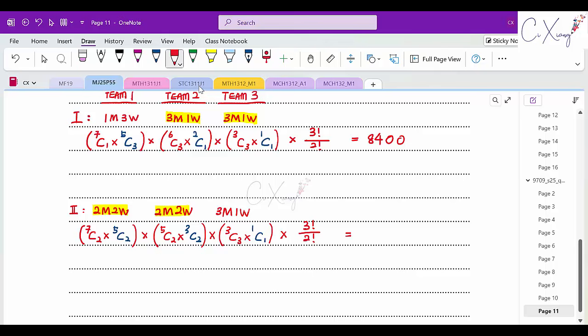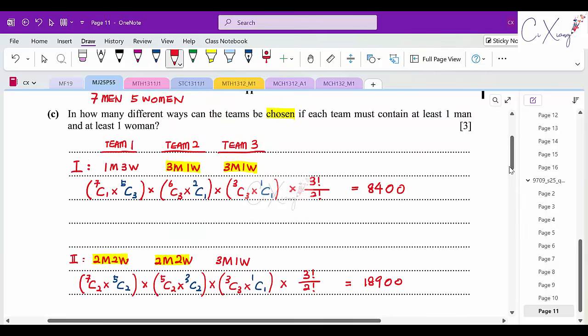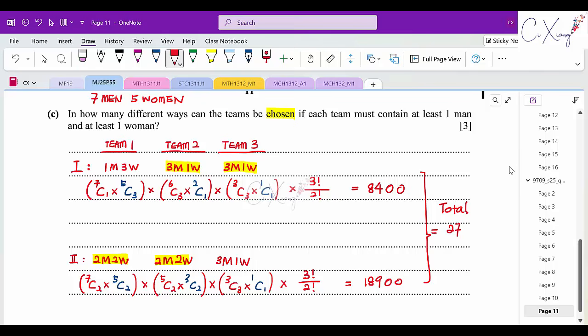Okay, then from here, what do I get? I'm having 18900. So these are the 2 possible cases for us to assign the teams. Okay, and after that, what is the final answer for these 2 cases? You have to total them up. So when you total them, by right, your answer should be 27300. Okay, so this is what we have for part C.